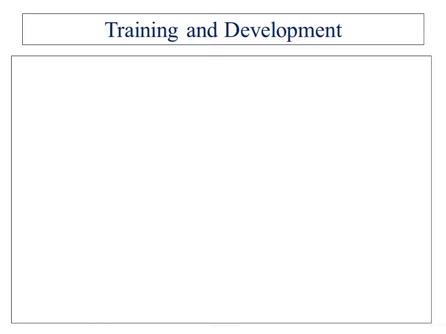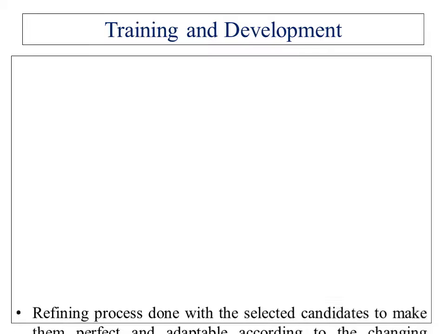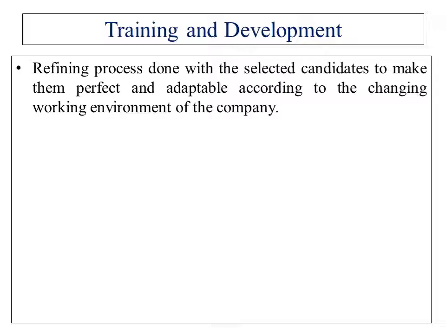Then after selection and recruitment, whenever any employee joins the company, they need to get trained and developed. After some period they need development. It is the refining process done with the selected candidates to make them perfect and adaptable according to the changing environment of the company. There may be technological change, there may be different procedures being changed, so for that case they have to be refined. So some training programs can be done by the company.